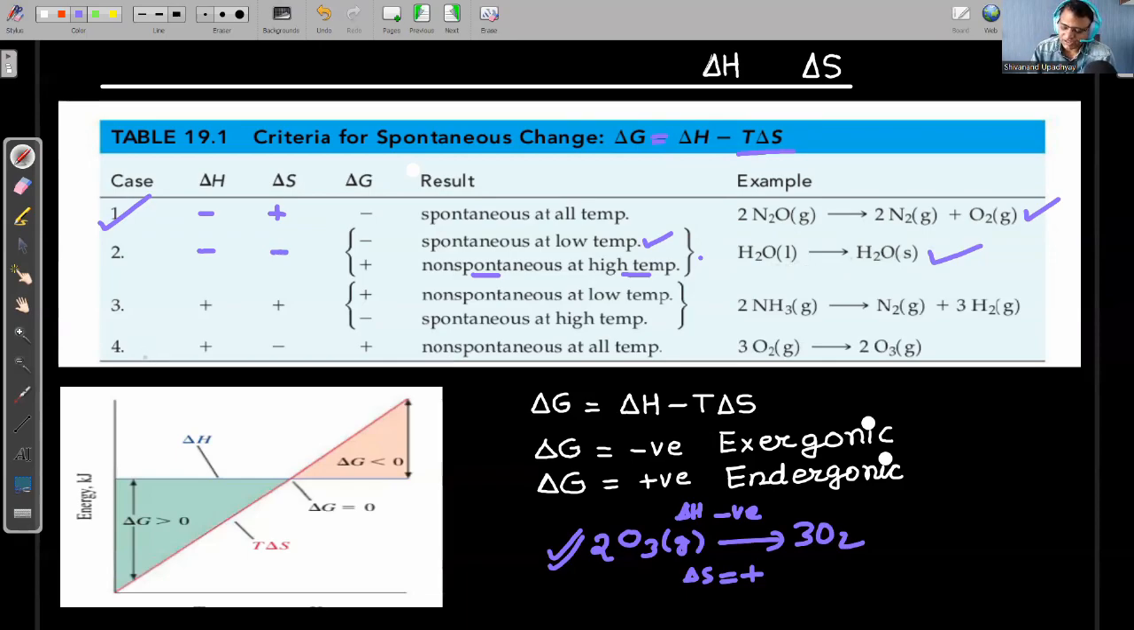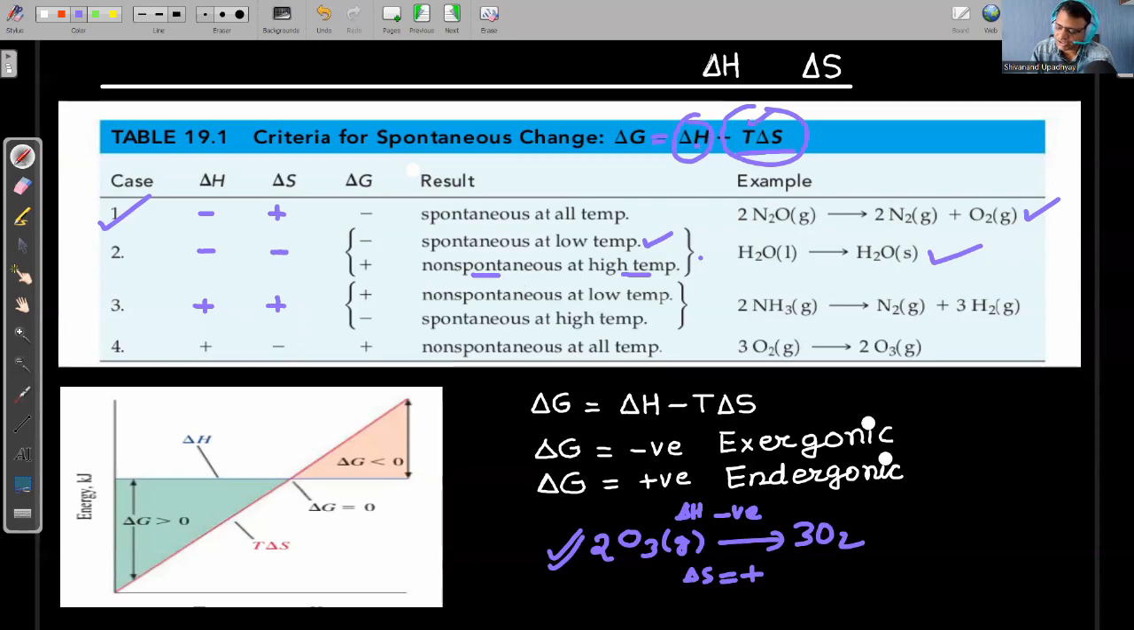The third case is when the enthalpy change of the process is positive and the entropy change is also positive. If entropy change is positive, minus T delta S will be negative, and delta H is positive. So they are opposite to each other. So the sign will be positive or negative depending on temperature.